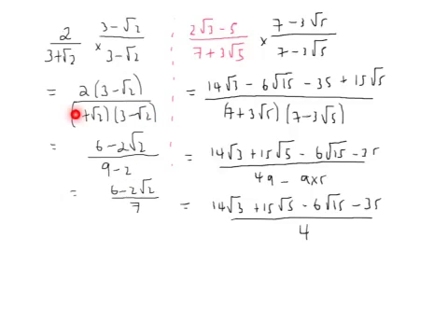And I can only perform that quick expansion because I know it's a difference of 2 squares, because they look exactly the same bar the plus and the minus. So that leads me to a final answer of 6 minus 2 root 2 over 7.